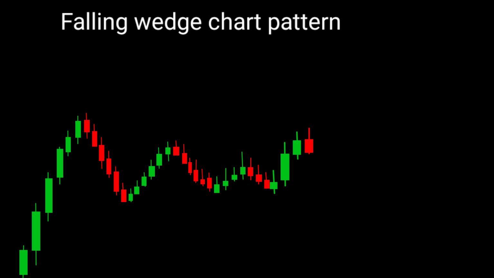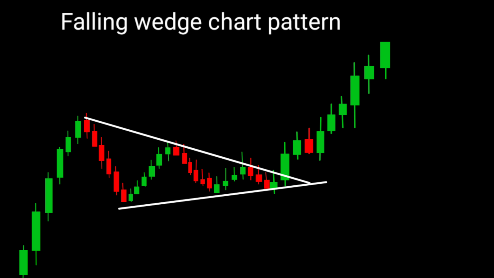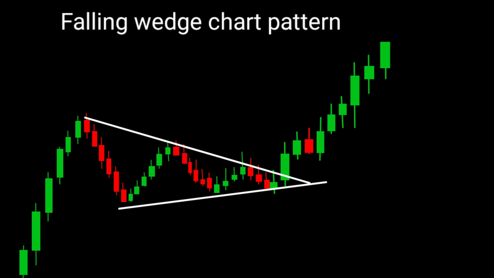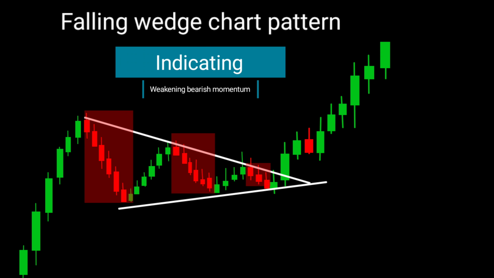The falling wedge is a bullish continuation pattern characterized by converging trend lines, where the upper trend line slopes down at a steeper angle than the lower trend line. Traders identify this pattern as a sign of a potential price reversal, indicating a weakening bearish momentum.